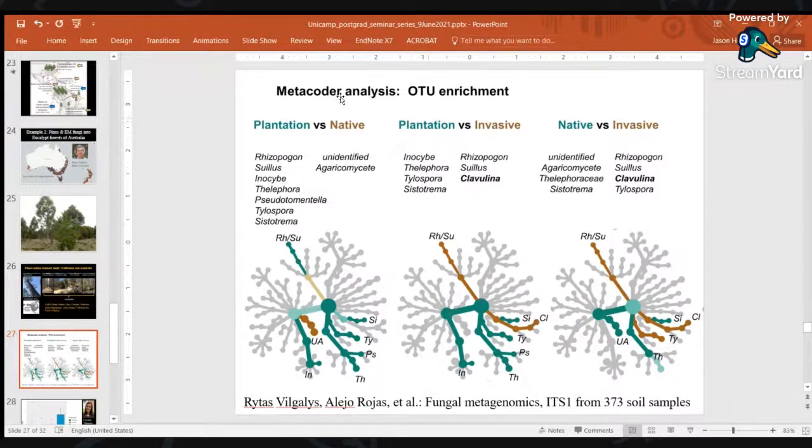Enrichment of plantation versus invasive populations. In the invasive populations, you especially see, again, Rhizopogon and Suillus, but also Clavulina. And then if you compare native versus invasive, this is native eucalyptus forest compared to the invasive pines, you again see Rhizopogon and Suillus coming out on top.